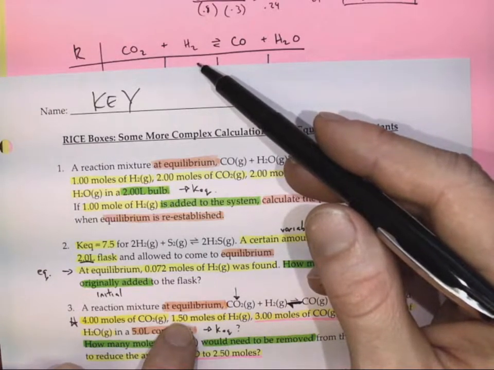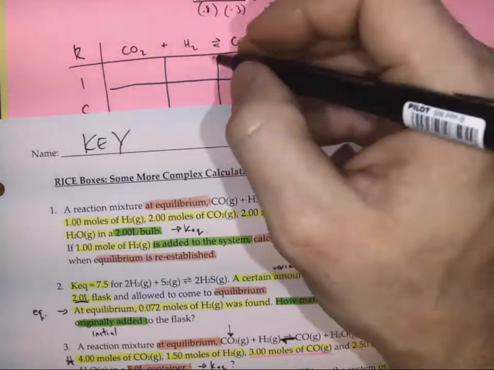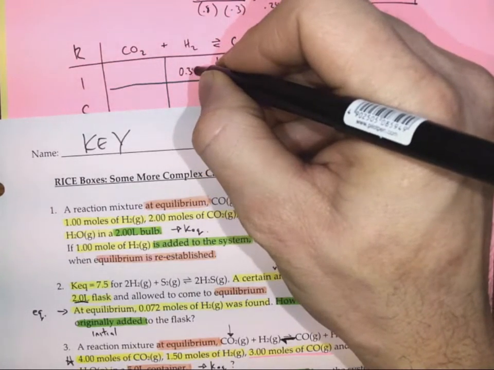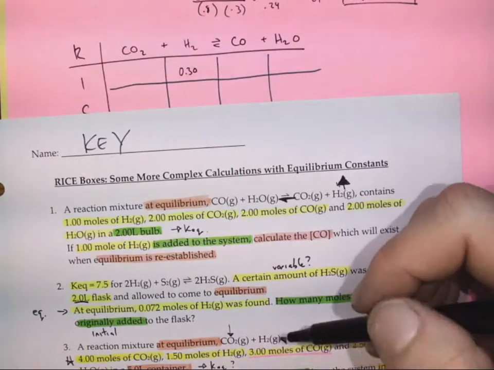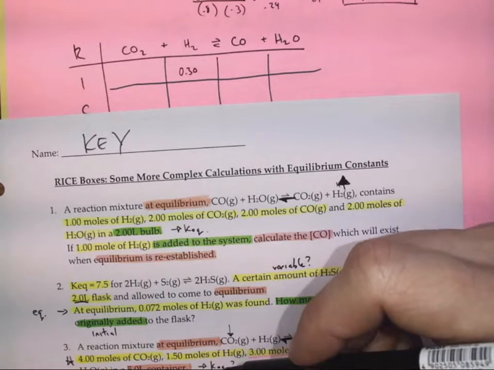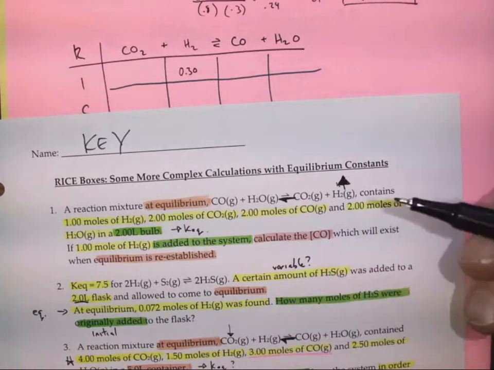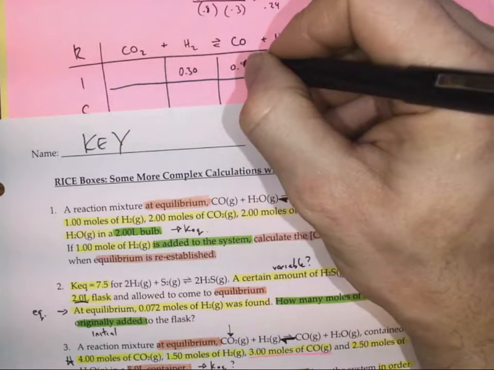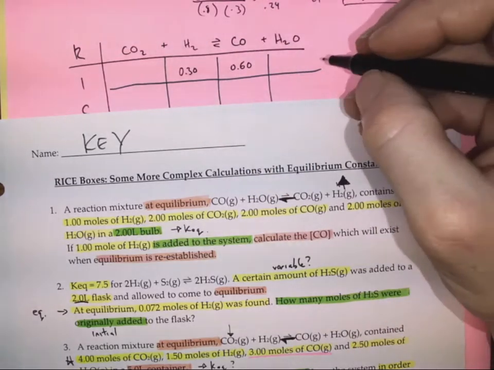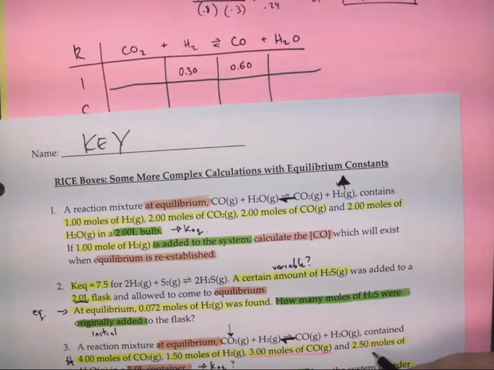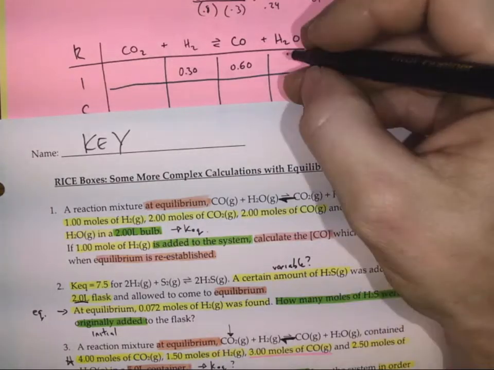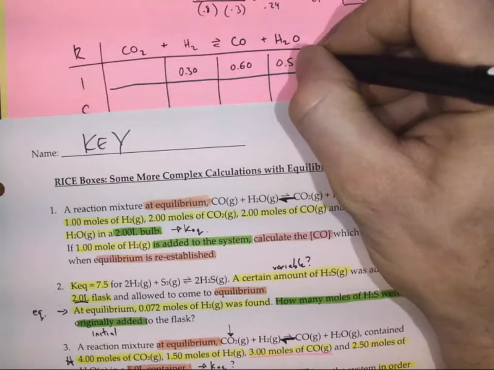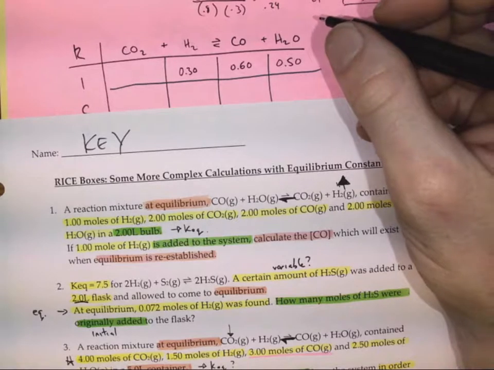Hydrogen, 1.5 moles for every 5 liters. That gives us a concentration of, as we found before, 0.30 molar. Carbon monoxide, 3 for every 5 liters. That gives us a concentration of 0.60. Water is 2.5 moles for every 5 liters, which is 0.50 moles per liter.